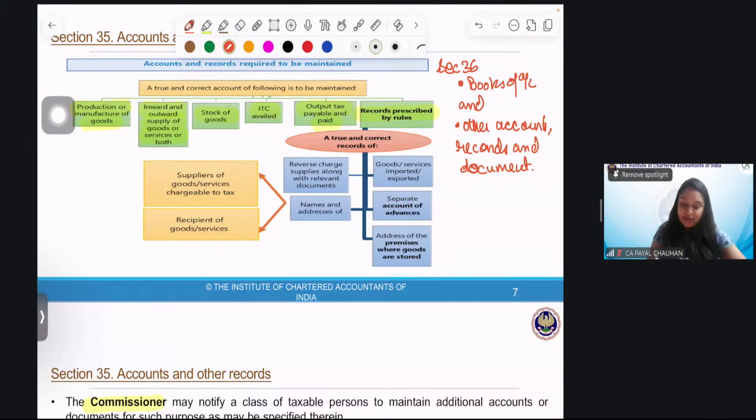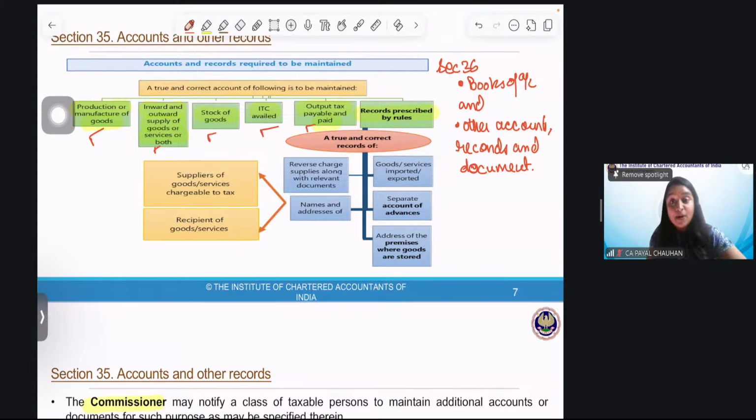documents, right? Now see, if we have books of account, then I need to maintain manufacturing and production account, inward and outward supply of goods or service, then stock, ITC available, output tax paid or payable, right? Now, records prescribed by the rules. We did this. See, goods and service imported and exported, separate account of advances received, address of the premises where goods are stored, name and address of the supplier of goods or service chargeable to tax and the recipient of goods and service, and reverse charge supply along with the relevant documents.